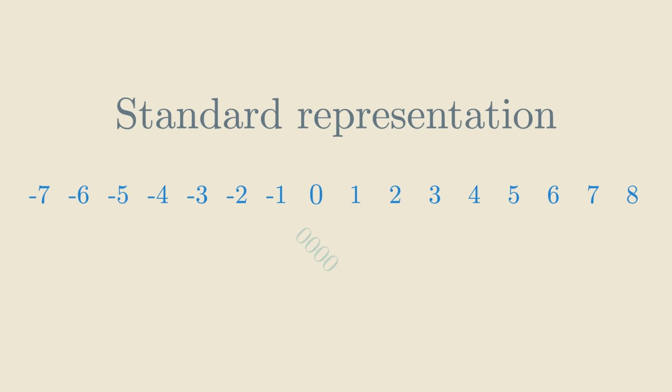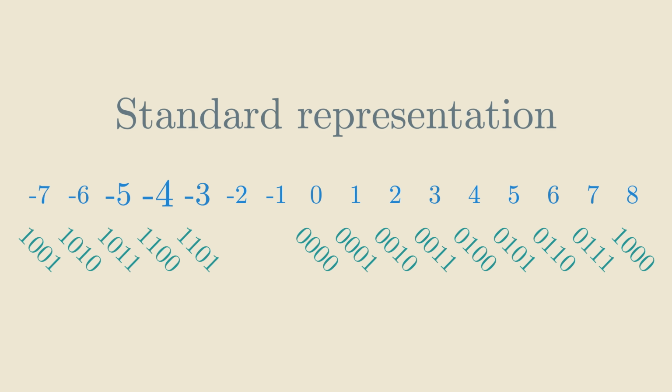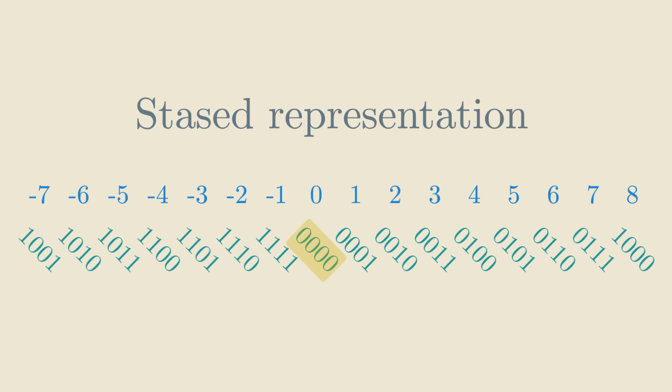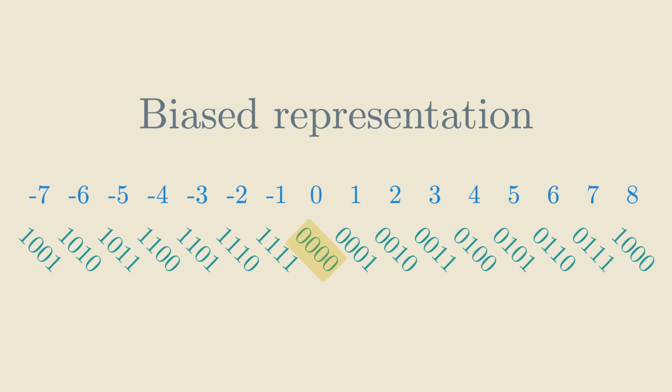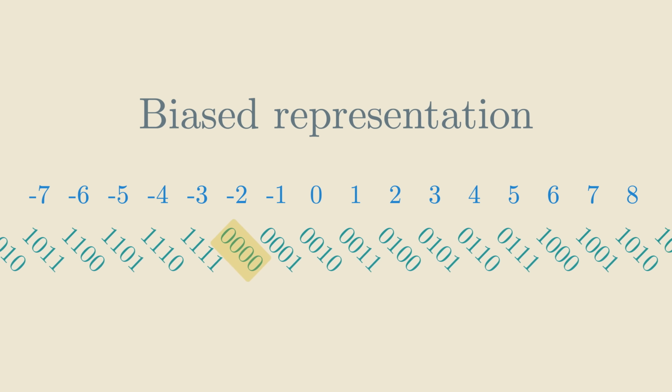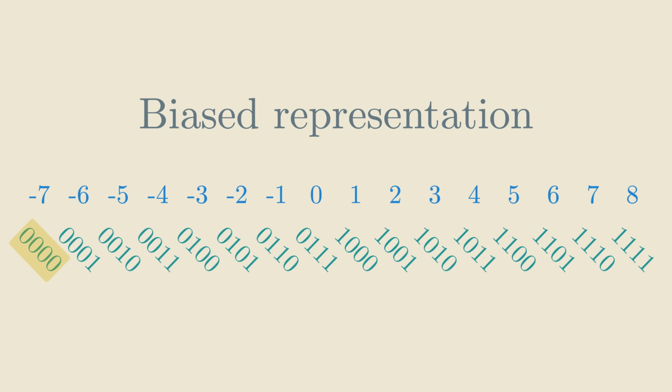But there's a twist. Typically, we store the number 0 using the all-0 bit string. The next bit string is used to represent 1, and so on. But we'll use a different, so-called biased format. In that format, the smallest number, here -7, is represented using all zeros. Up to some special cases like handling infinities, that's all there is to the floating point format.